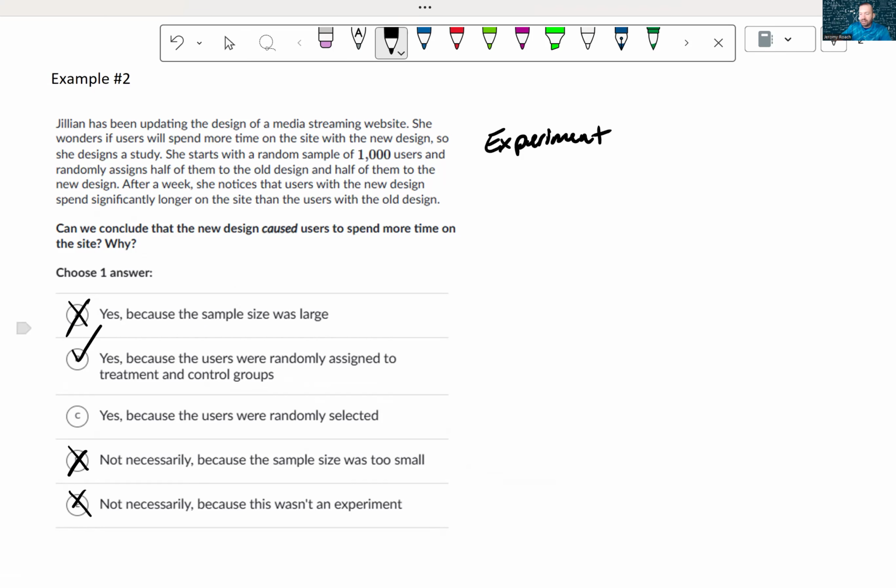E says this wasn't an experiment. This was an experiment. Probably should have crossed that out first. And then the users being randomly selected has nothing to do with causation. So, a quick summary: if it's an observational study, it's an association. If it is an experiment, we can conclude causation.